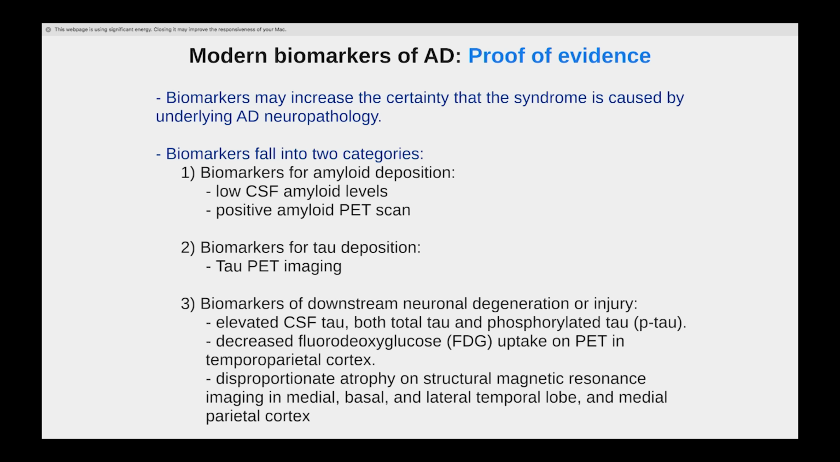The second biomarker, which is really state-of-the-art and is still under investigation, but it's really promising, is a PET scan for tau protein. It's a PET scan that can allow us to visualize a biomarker of tau depositions in the brains of people who have Alzheimer's disease.